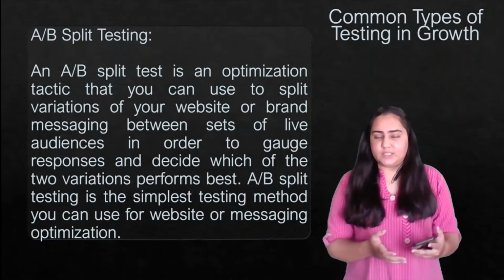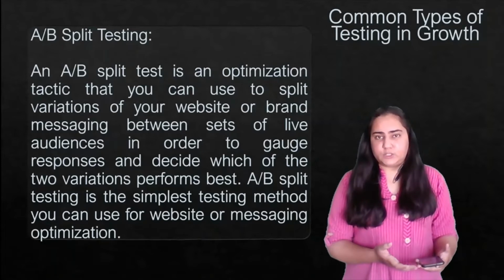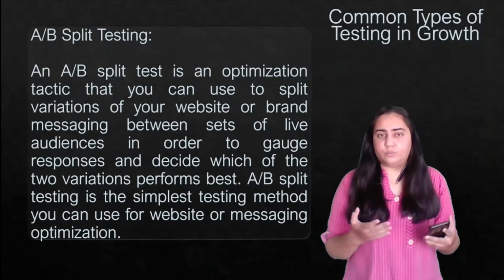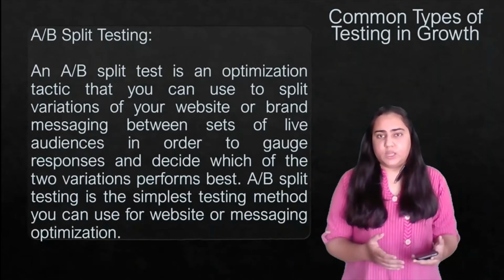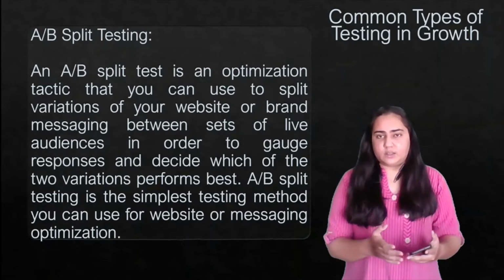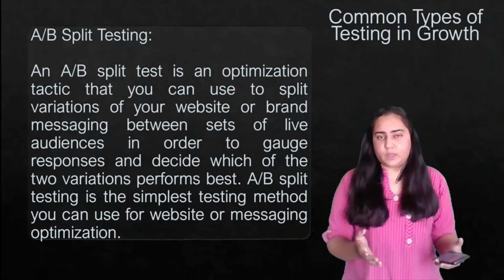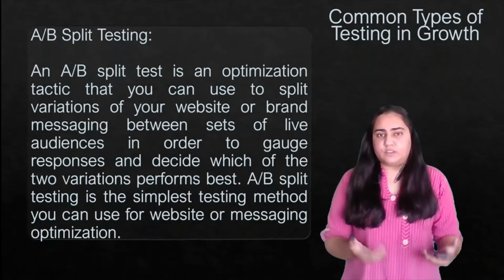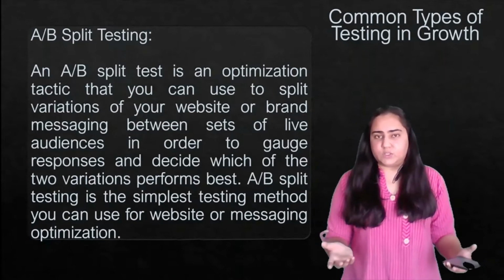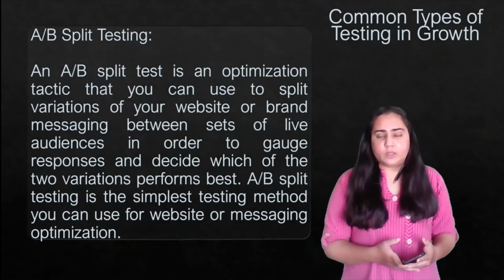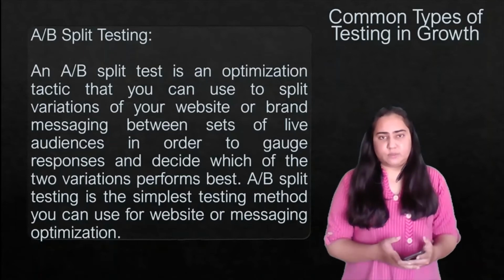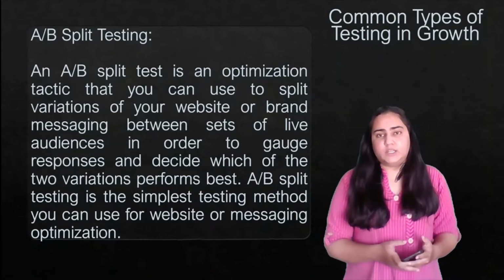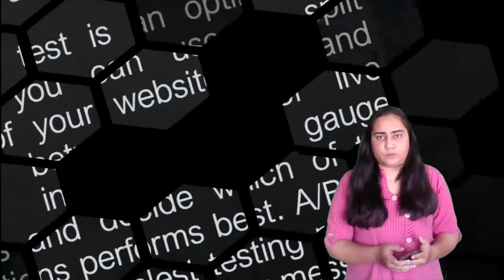But I'll tell you what it does. It is an optimization technique wherein you split variations of your website or brand messaging between sets of audiences. In general, you are splitting your audience into sets and then applying various techniques on different sets to decide which of the two variations performs better. A/B split testing is the simplest testing method you can use for website or messaging optimization. If this is the simplest testing technique, there are two more that I'm going to talk about here.